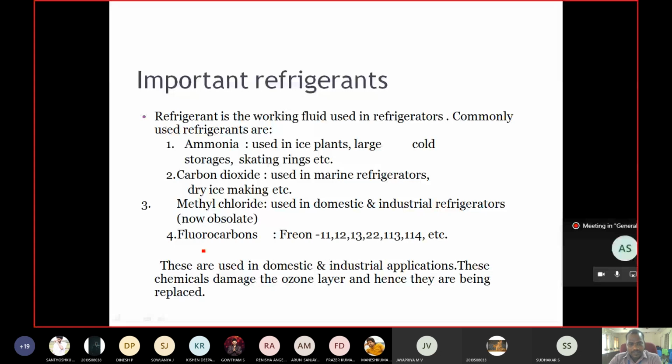Then we have fluorocarbons like freon: freon 11, 12, 13, 22. That means R11, R12, R13, R22, etc. So we have fluorocarbons, then carbon dioxide, ammonia, and methyl chloride as refrigerants. These are used in domestic and industrial applications. These chemicals damage the ozone layer and hence they are being replaced. We can use these refrigerants, but they involve damage to the ozone layer, so we are trying to replace them.